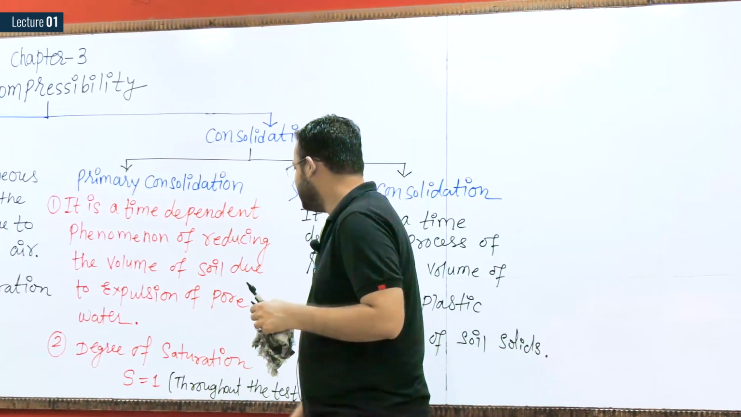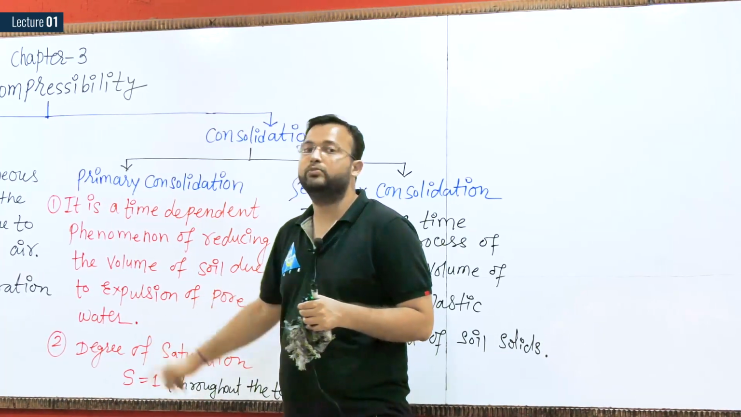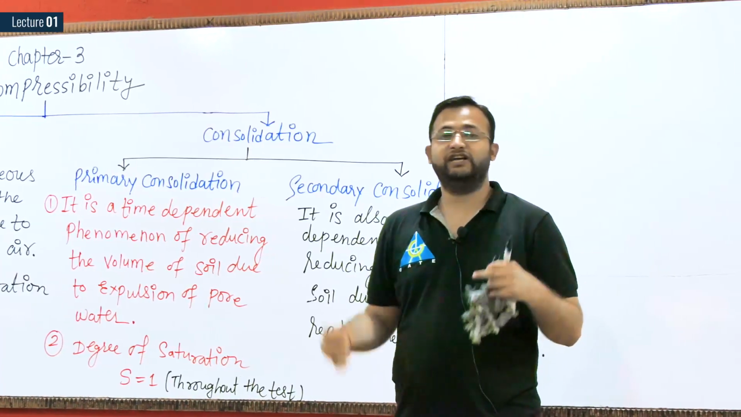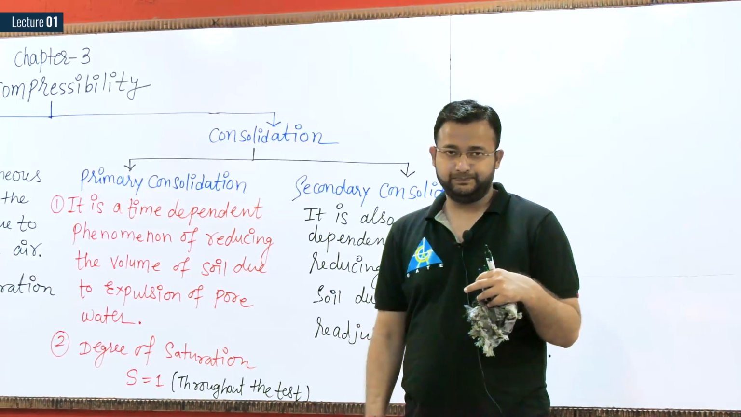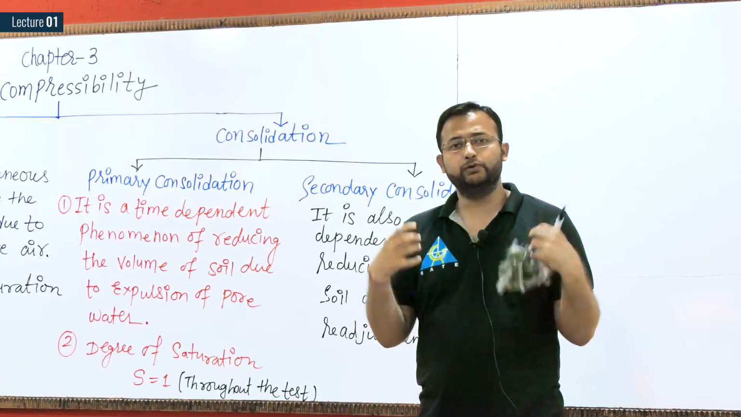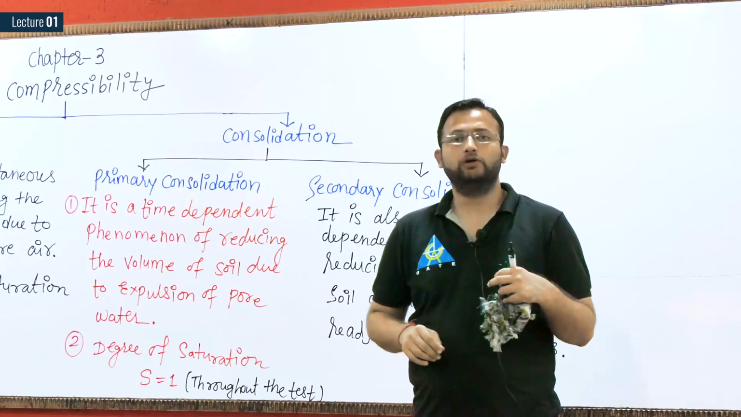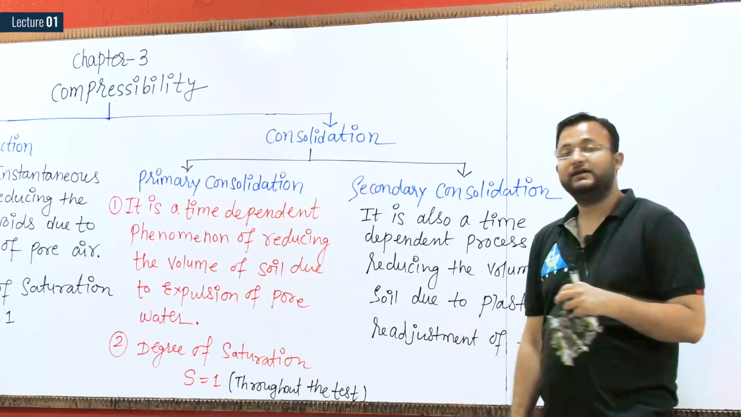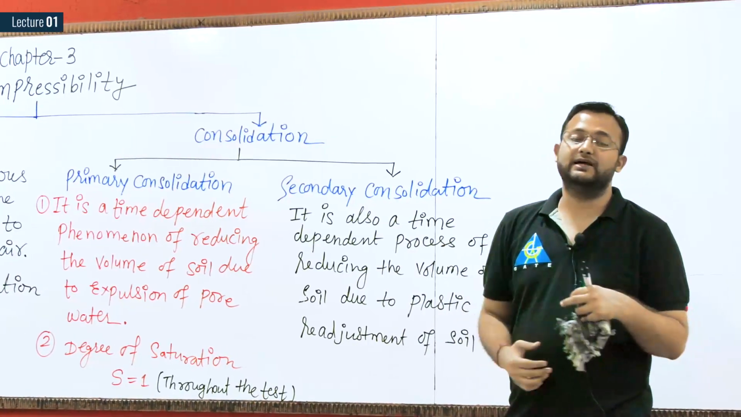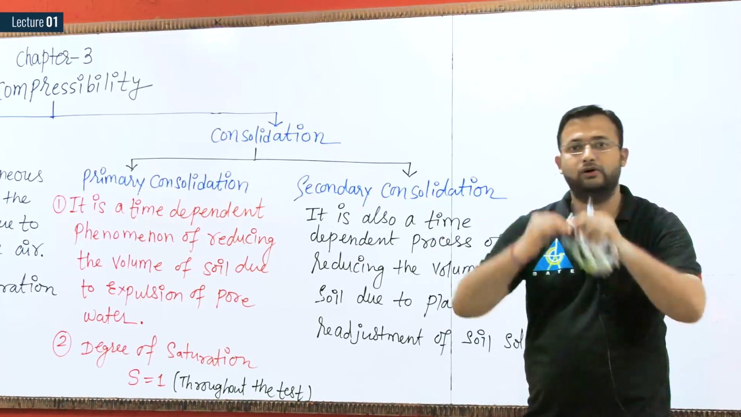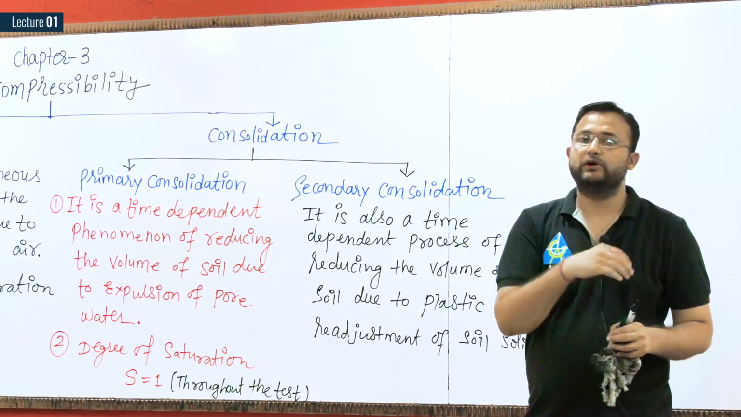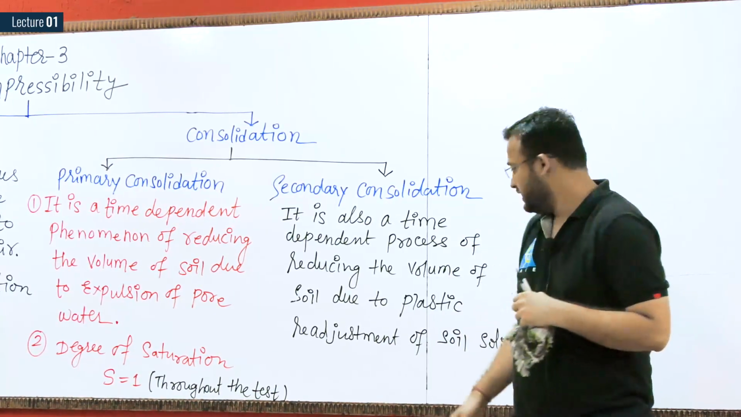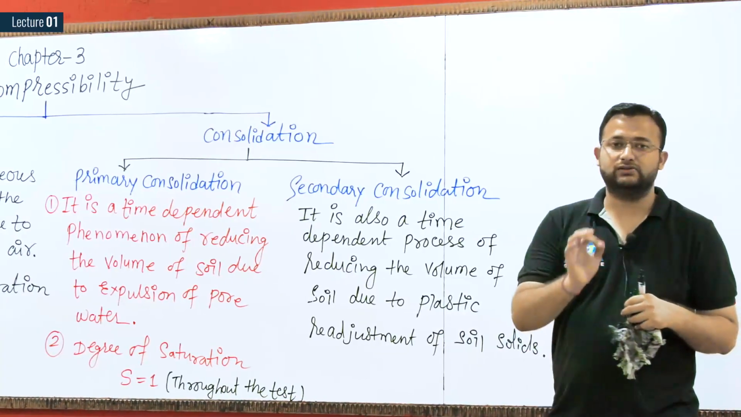In primary consolidation we can remove the pore water which is present in the pores, but in secondary consolidation highly viscous water which can be present at the contact of soil solids. Due to the contact of soil solids we have some amount of water in the soil. That highly viscous water can be removed in secondary consolidation, and there is a plastic readjustment. Soil solids get readjusted. So because of that a very small amount of settlement occurs, and that process we call secondary consolidation.